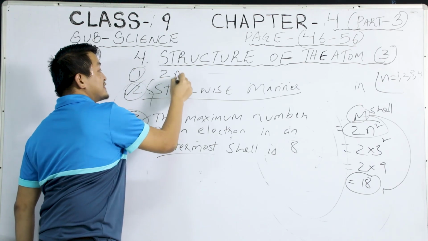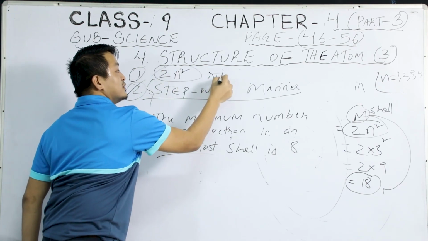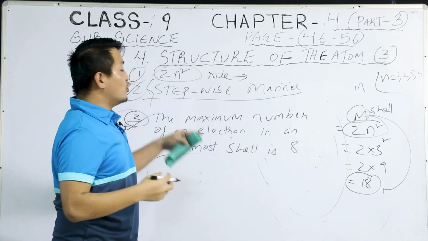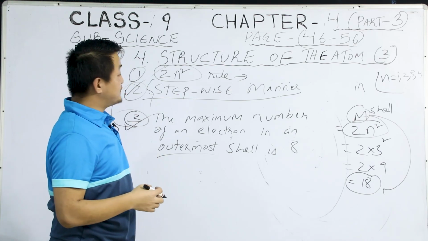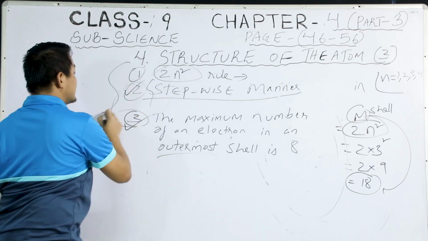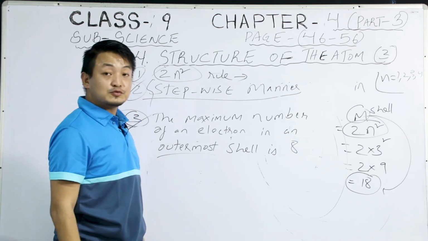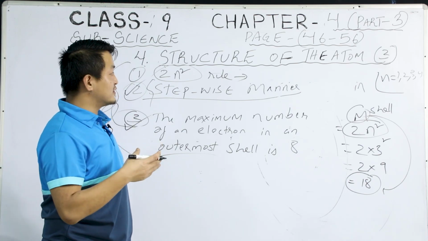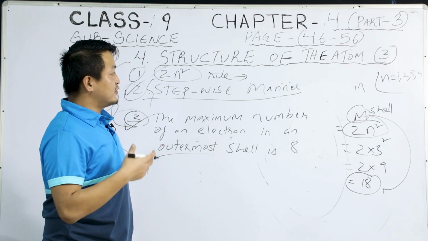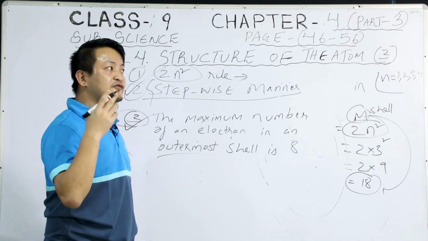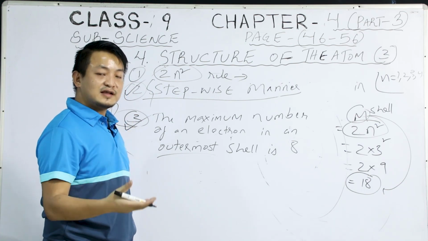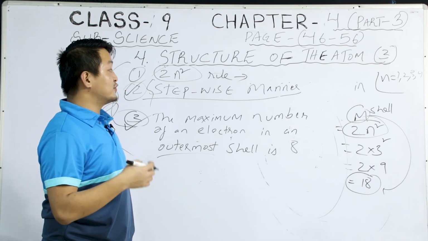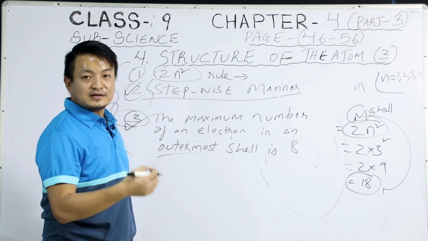The first rule is what I have explained using the formula. By using this rule, we can know the maximum number of electrons we can accommodate. So you can note this down, and I'm sure you are clear with this rule. Now, students, we will see some structures of atoms. At least you should know the first 20 elements. Class 9, at least you should know the first 20 elements and their atomic numbers. So now we'll see the structure of some elements.